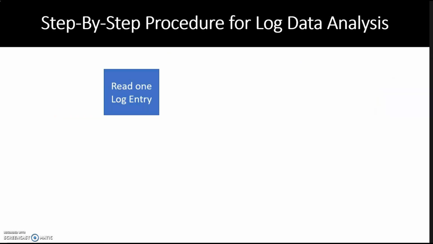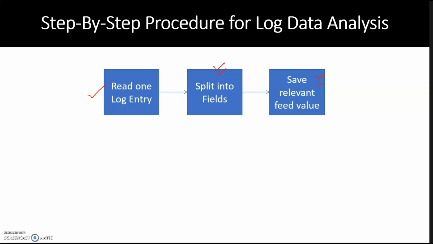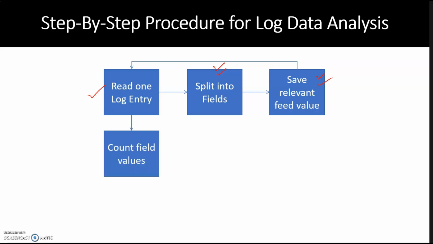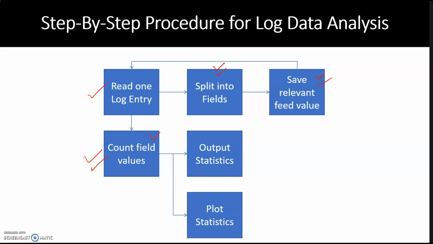So to do this, I have given the steps here. First of all, you have to read the entries one by one, split each entry into fields, then save relevant field values, because we are not going to use all the data fields which are given in the log file. We will keep on repeating these steps, and then we will count the field values, and based on the field values you can generate your output statistics, or you can create the plot.